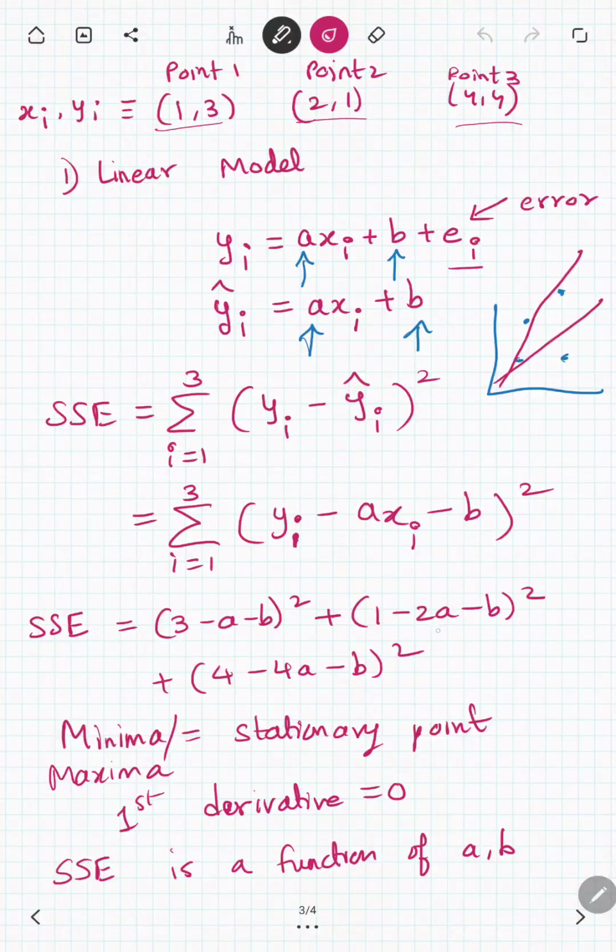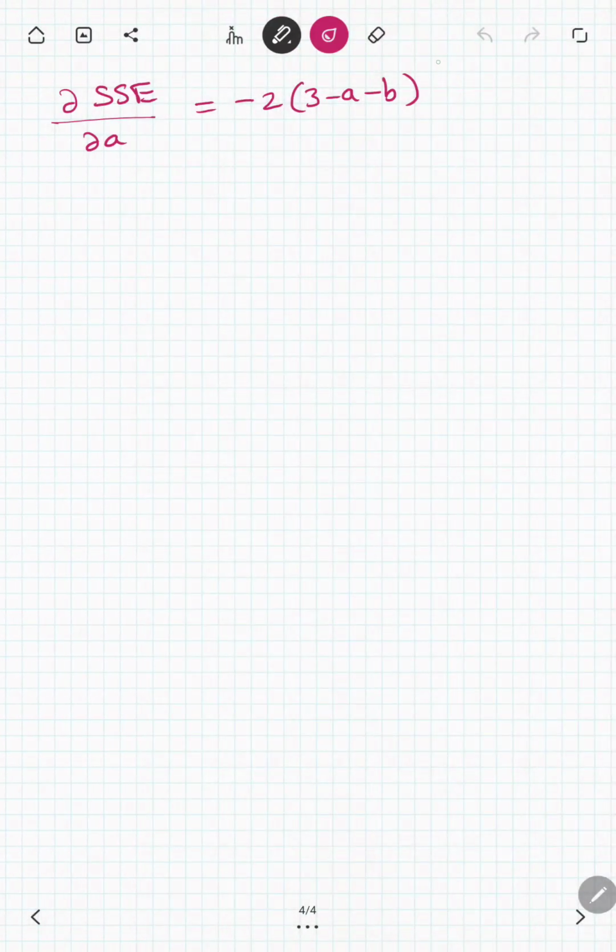Similarly, when I calculate the derivative of the second term with respect to a, firstly it will be twice that thing, since it is the square of something, and then you go inside the bracket and find the derivative of (1 − 2a − b). The coefficient of a is −2, so this will have a derivative of −4(1 − 2a − b).